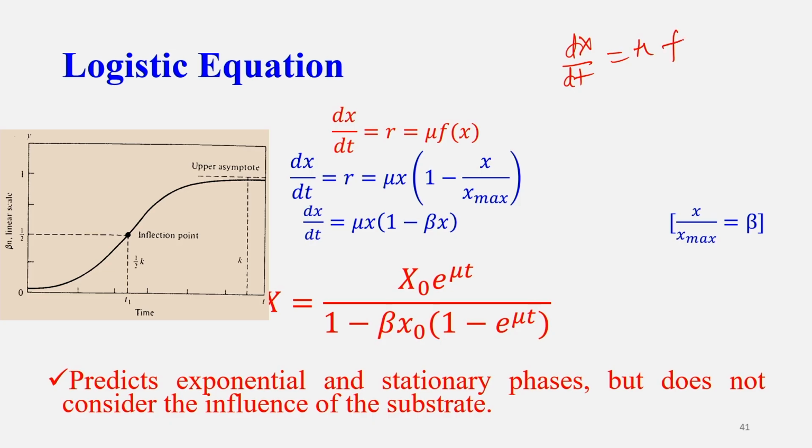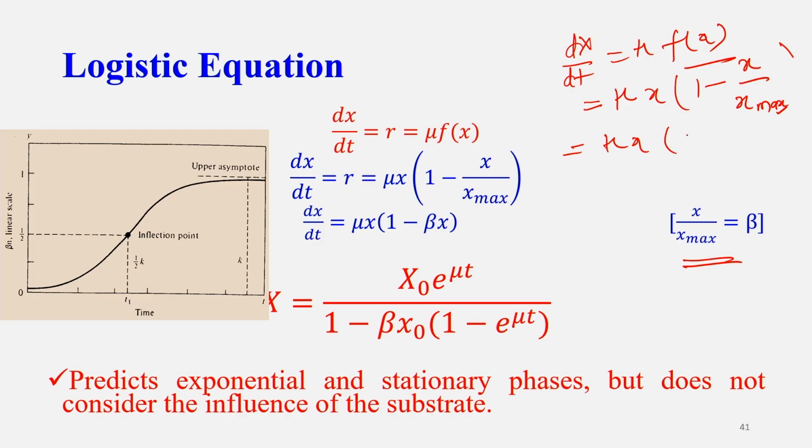Logistic equation, so it again says dx upon dt equals mu into function of x, and this function of x takes the logistic form mu x into 1 minus x upon x max. So, if I put 1 upon x max as beta, this becomes mu x into 1 minus beta x. See, 1 upon x max is beta. This is dx upon dt.